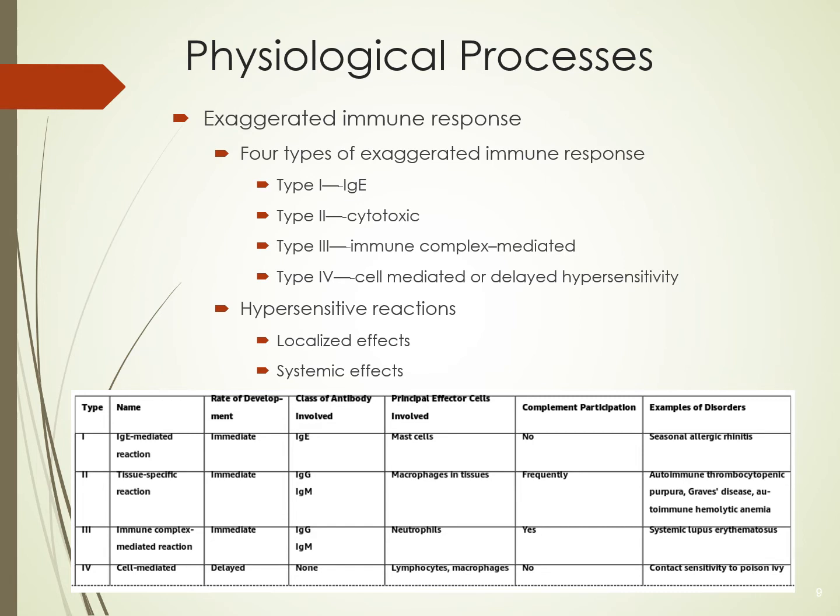This exaggerated immune response will generally be classified as one of 4 classes of hypersensitivity disorders. Type 1, IgE mediated or atopic allergic reactions. Type 2, tissue-specific or cytotoxic. Type 3 is immune complex mediated, and type 4 is cell-mediated or delayed hypersensitivity.